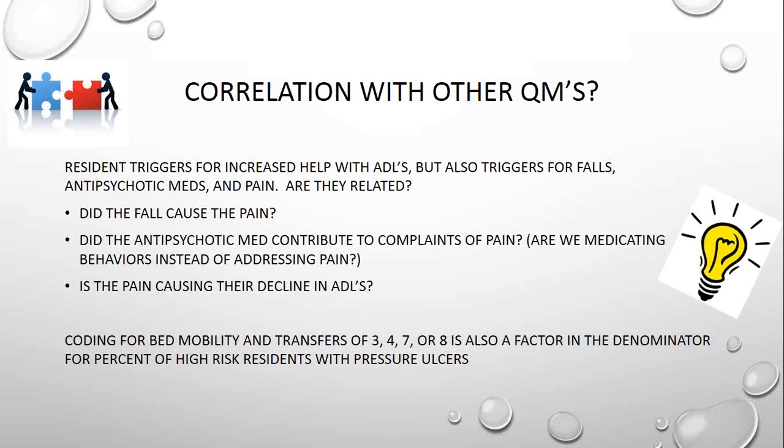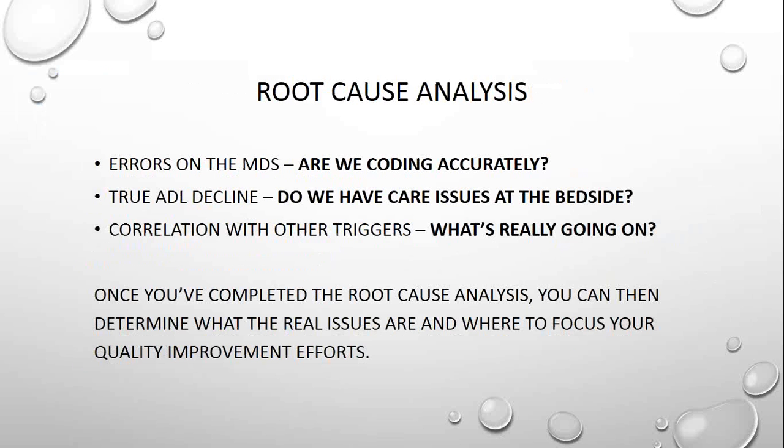All right, coding for bed mobility and transfers, if you code that 3, 4, 7, or 8, is also a factor in the denominator for risk adjusting your pressure ulcers. So you want to make sure that you're getting that accurate, because then that's going to adjust some of the percentages for your other QMs, the pressure ulcers.